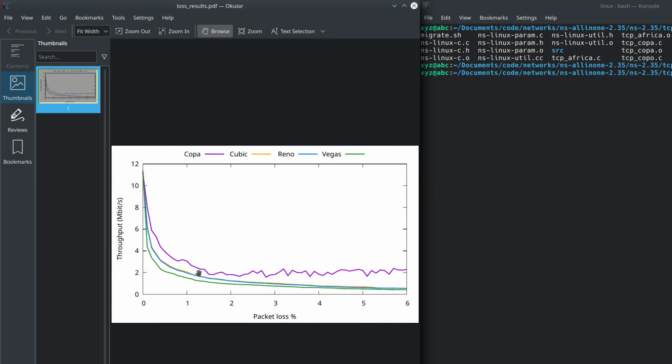So this is the result. As we can see, the throughput decreases as the packet loss increases. That makes sense. And we see that Copa does a little bit better than the other three approaches. For example, when the packet loss is 6%, the other three approaches have a throughput of a little bit above 0 megabits per second, whereas Copa has a throughput of a little bit above 2 megabits per second. And so yeah, these are the results for this experiment.